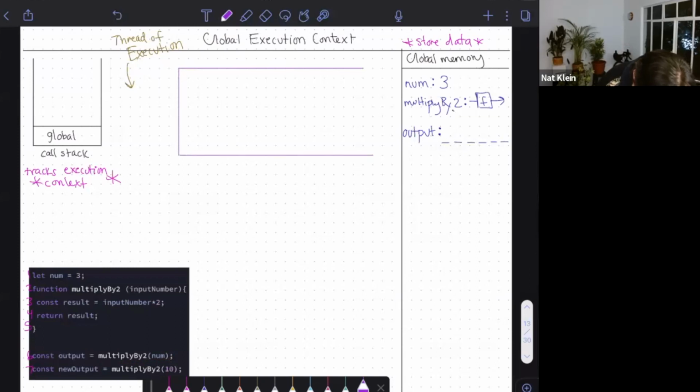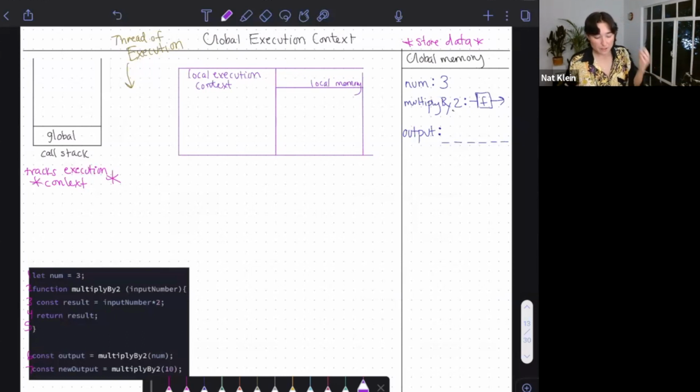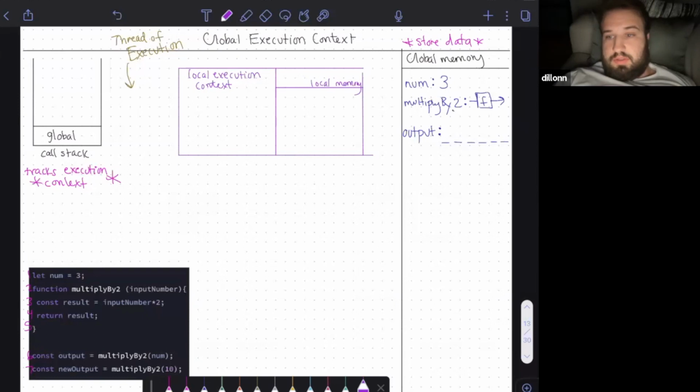Yep. So here, this purple box that I'm drawing, this is our local execution context. This is where all of the multiplyBy2 function's code is going to be run. And as Dylan said, we also have over here our local memory. Awesome. So we've opened up this local execution context, and simultaneously, when we hit that function invocation, what else happens? We're going to pop multiplyBy2 onto our call stack.